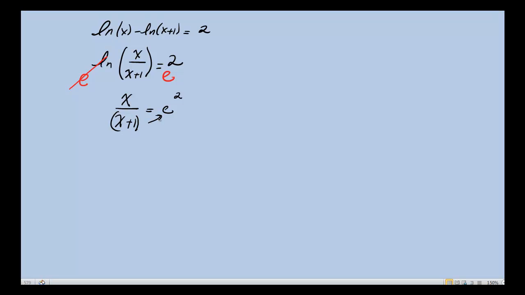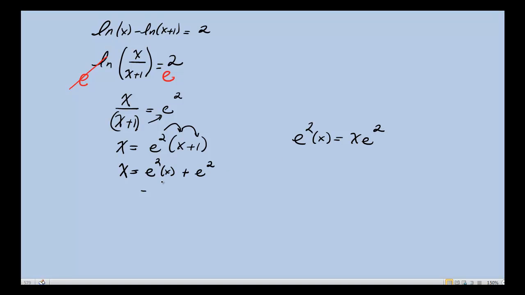Now in this circumstance, we can go ahead and solve for x. So I'm going to cross multiply. So I get x equals e squared times x plus 1. I'm going to distribute my e squared to the x and to the positive 1. So I get x equals e squared times x plus e squared. I'm going to get my x's on the same side. Remember, e squared times x is the same as x e squared. So I'm going to subtract x e squared on both sides. So I have x minus x e squared is equal to e squared.